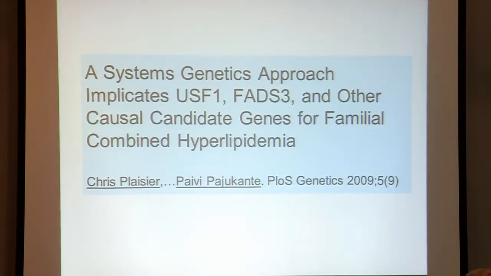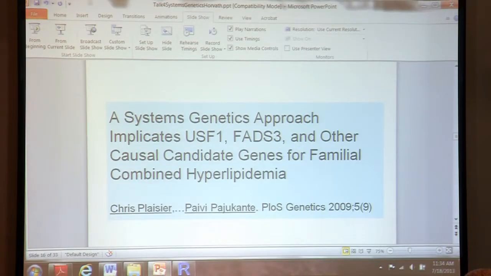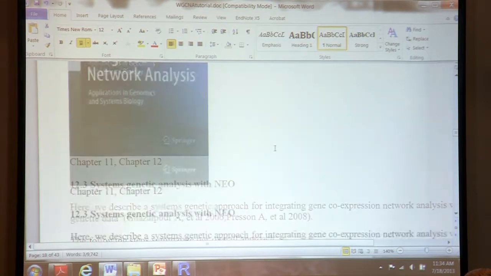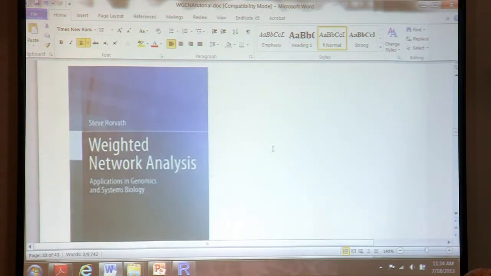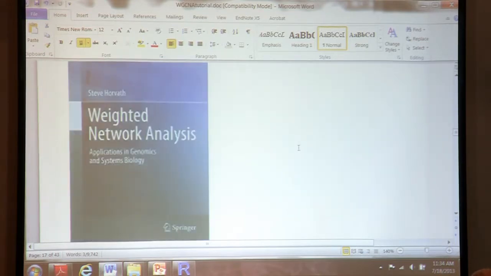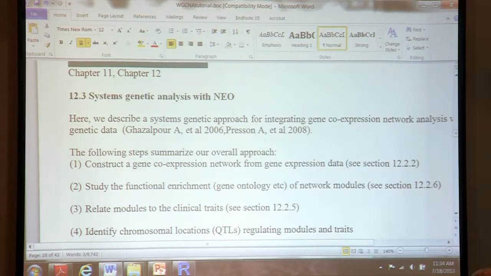All right. So before I go to an application that was published, I wanted to now give you some R code. Remember that this is actually part of the software tutorial that we started with in a previous lecture. These are the female liver example data from Jake Lucis. We already covered how we found modules and how we do module preservation analysis. But one section in this tutorial, which we skipped, was called Systems Genetic Analysis with NEO.